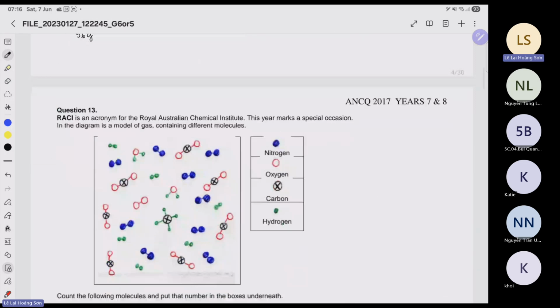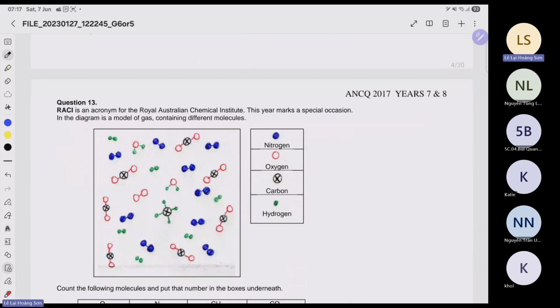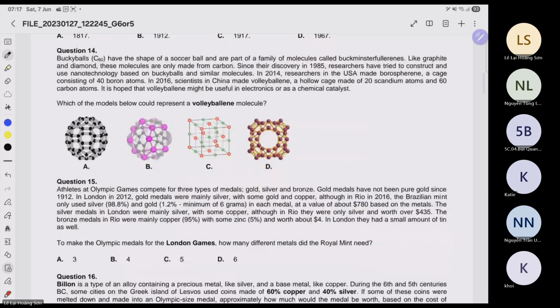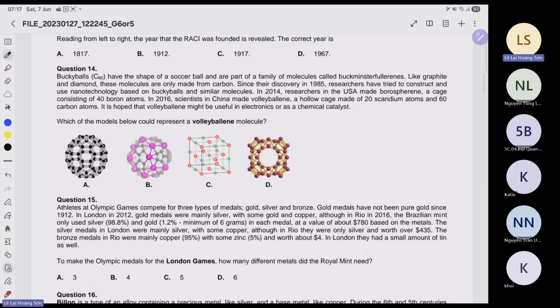All right, moving on to the next one. I think the next one is 14. Question number 14. Okay, Buckyball. Sorry, Allotrope. Sorry, I was confused with another term. All right. Buckyball is an allotrope of carbon. So for carbon, we have many different types of allotropes. We have graphite. We have diamond.